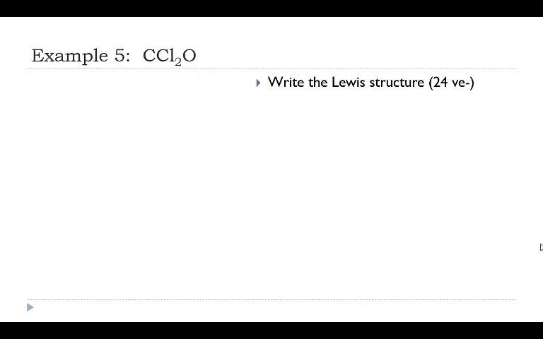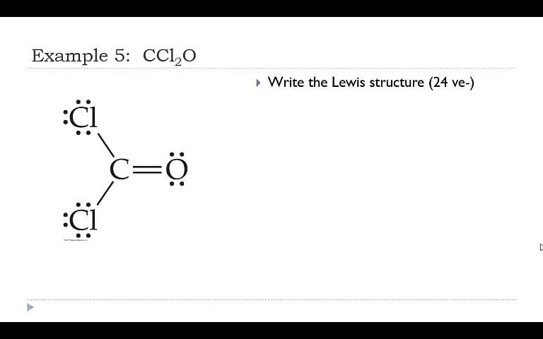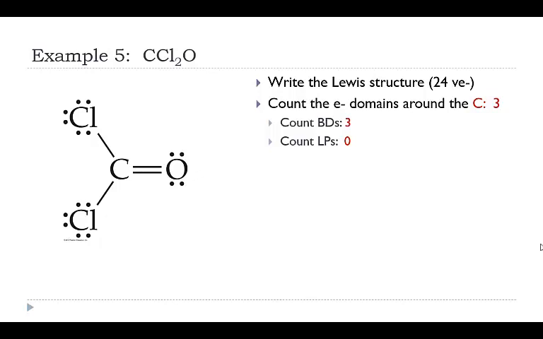Example 5 is this molecule here. It has 24 valence electrons, and there's the Lewis structure. We count the electron domains around the central carbon. There are 3 of them. 2 single bonds and 1 double bond gives us 3 bond domains. There are no lone pairs.